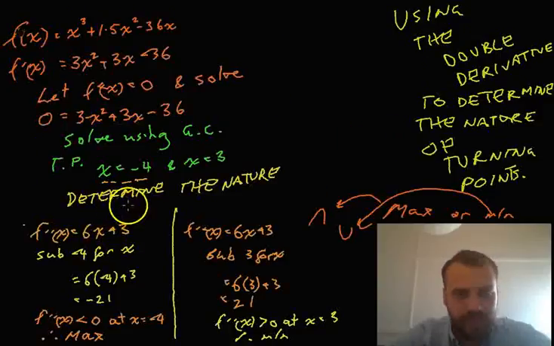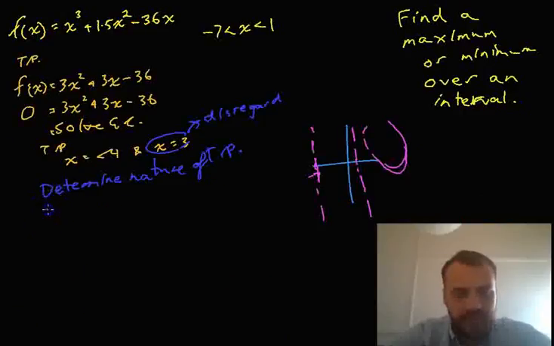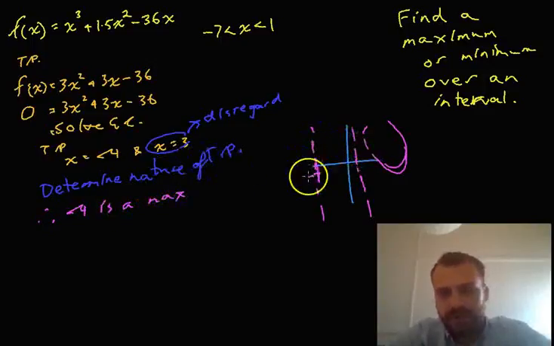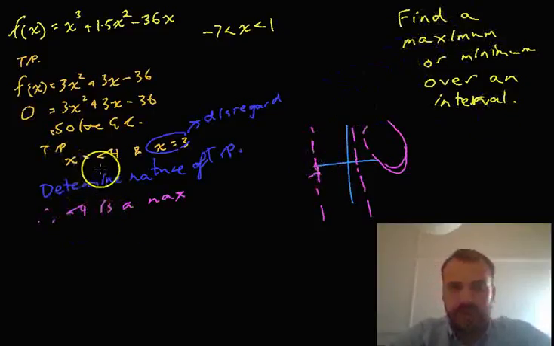You'll remember that we determined the nature by subbing -4 into the second derivative, and we figured out that it was a max. Okay. We've solved the second derivative, and therefore, -4 is a max. Now, if -4 is a local max, and it's the only local max within this area, that means that it's going to be the max over the interval altogether. So we just need to figure out what the coordinates of that are.